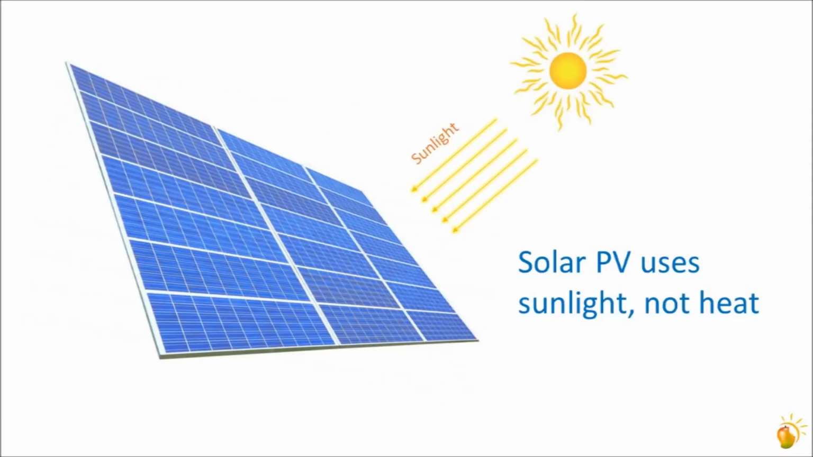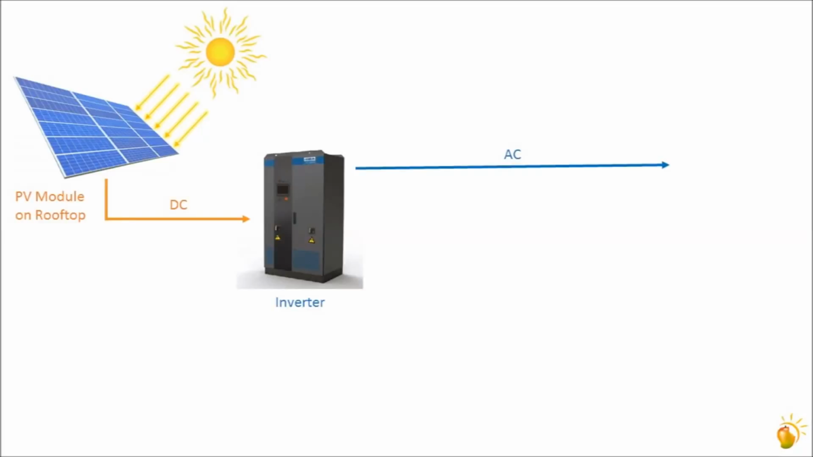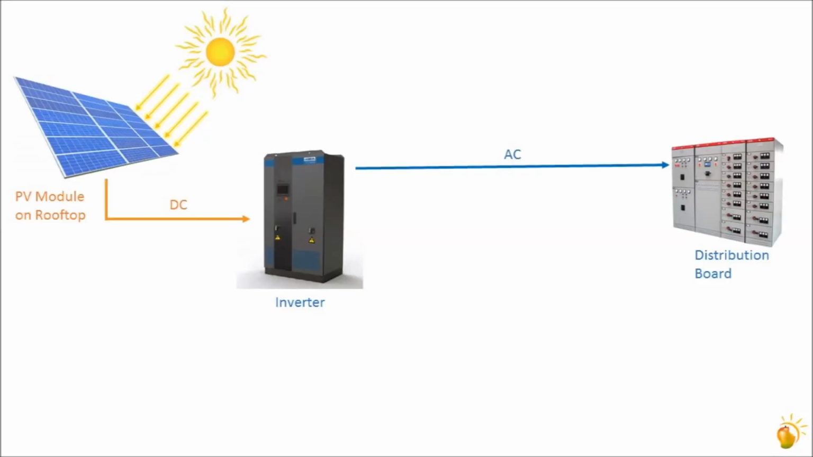Let us understand how rooftop solar PV works. Solar panels generate DC power when the sun shines. This DC power is in turn fed into an inverter that converts it into AC power. This AC power is fed into your distribution board from where it flows to your electrical loads. This is the basic layout of a solar plant.